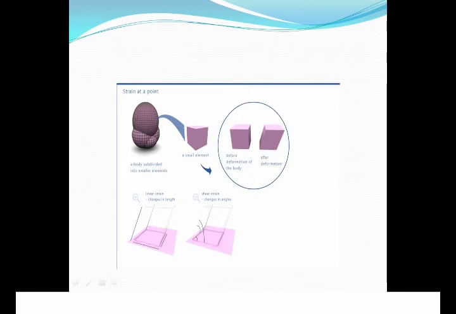This slide shows the strain at a point. A body is subdivided into smaller elements, because when we go for any mechanical component, it is always made up of small elements, and we have to study in detail what changes occur in the element, before deformation and after deformation. So we can say the linear strain is the change in length, whereas the shear strain is the change in the angles. We'll see with the help of the slide in the next figure.